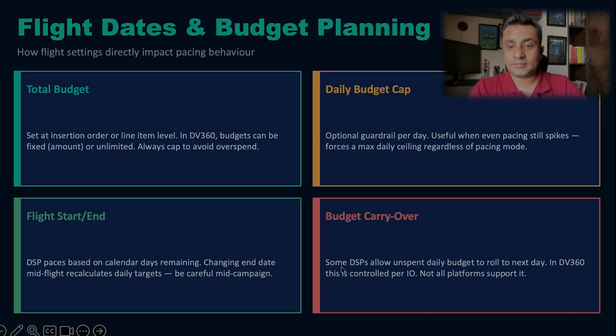Budget carryover. Some DSPs allow unspent daily budget to roll to the next day. In DV360, this is controlled per IO. Not all platforms support it. So in DV360, that's one benefit. If your daily budget was supposed to spend $20 on day one, but it only spent $18, then on the next day, instead of spending $20 on day two, you would be spending $22. The $2 which was unspent on day one would be rolled over to day two.